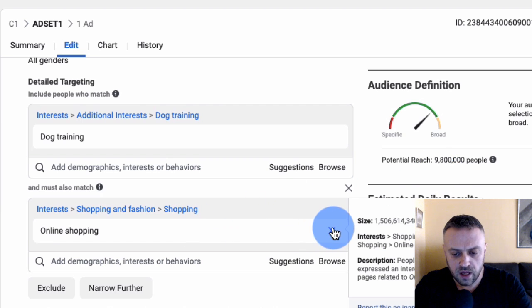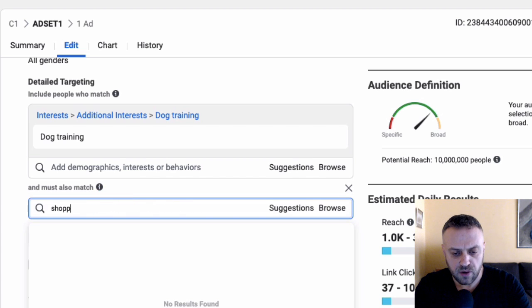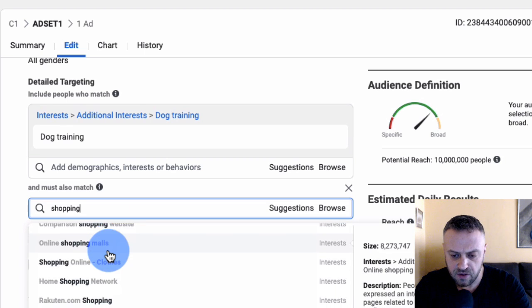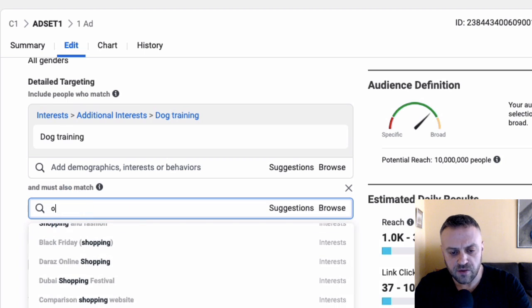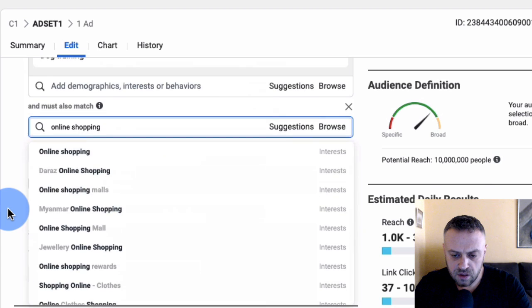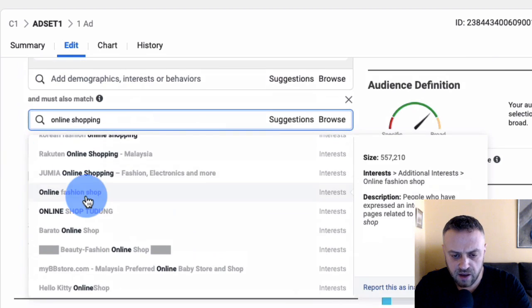So it didn't really do that. Let's try another one. There's a bunch of really good ones. Shopping, let's try that. Shopping, home shopping. This is an interest. Let's see if there's any behaviors, because behaviors are very popular. Online shopping. And let's see if there's any behaviors. And we have interest. So yeah, we can't really find what I'm looking for.